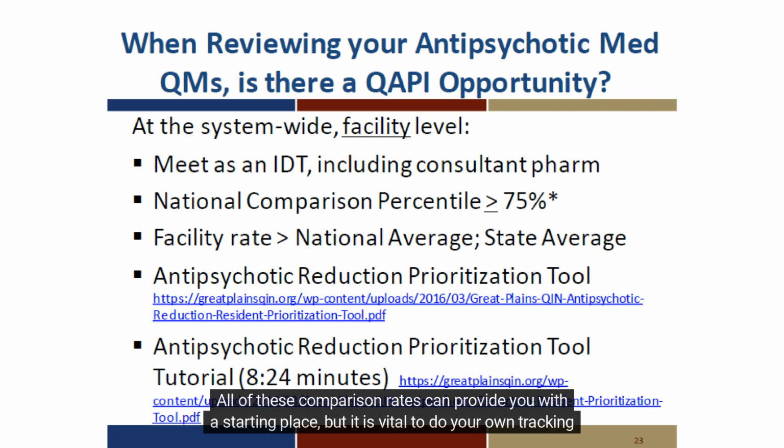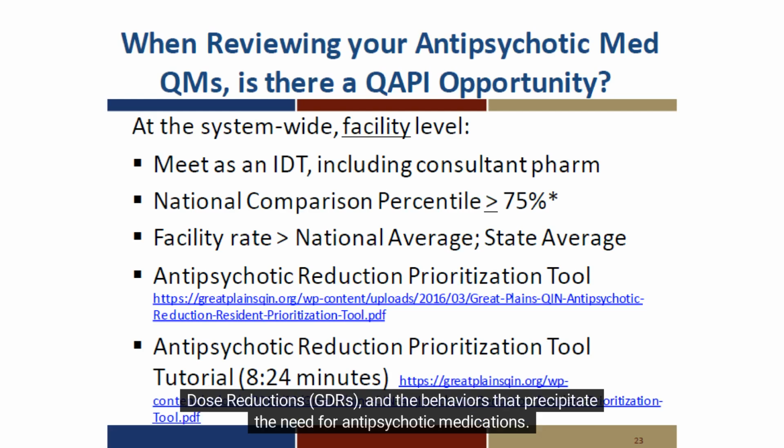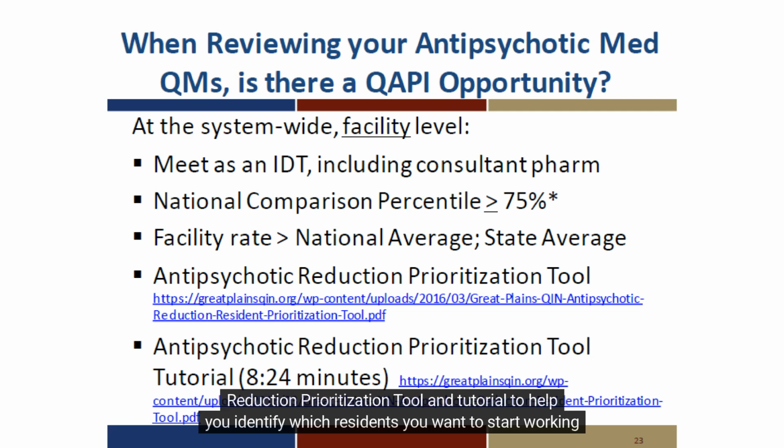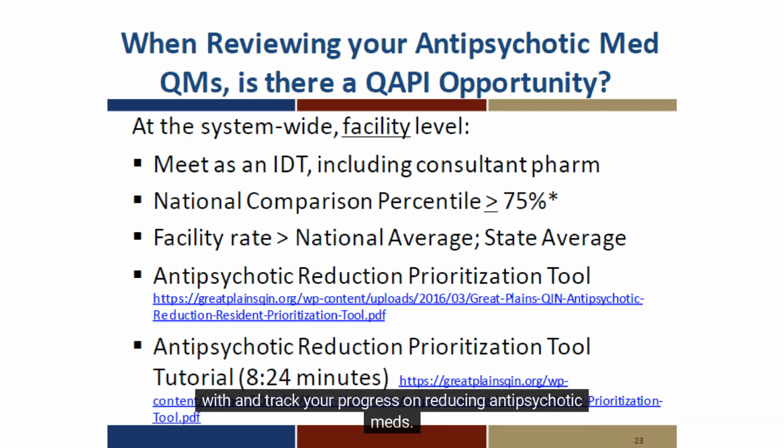All of these comparison rates can provide you with a starting place, but it is vital to do your own tracking of current residents that are receiving antipsychotic medications, when it is appropriate to attempt gradual dose reductions, GDRs, and the behaviors that precipitate the need for antipsychotic medications. If you have a large number of residents on antipsychotic medications, you may want to look at the Antipsychotic Reduction Prioritization tool and tutorial to help you identify which residents you want to start working with and track your progress on reducing antipsychotic meds.